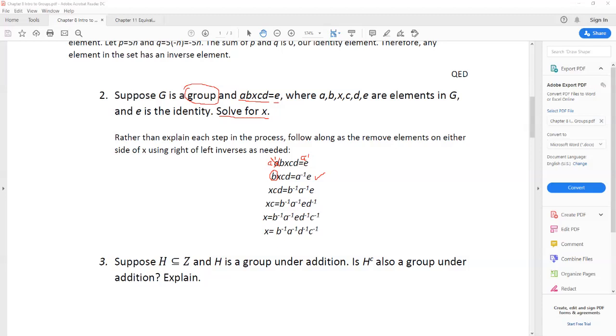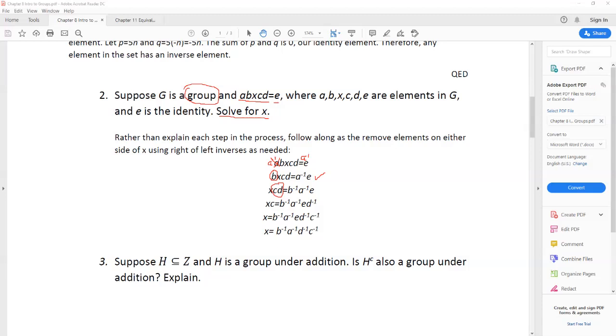The first two steps got rid of the noise on the left side of the X, and now I need to get rid of the noise that's on the right side, which means I will have to be multiplying by right inverses. And we will start with D inverse, working with the outer right part. So if I multiply on both sides of the equation by D inverse on the right, then XC is equal to B inverse, A inverse, E, D inverse.